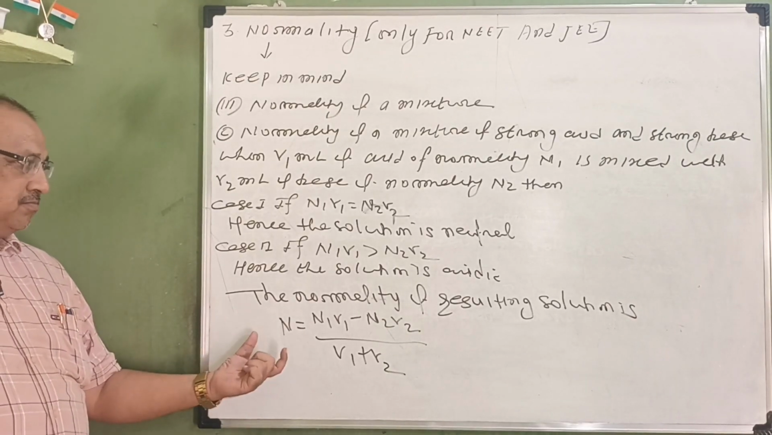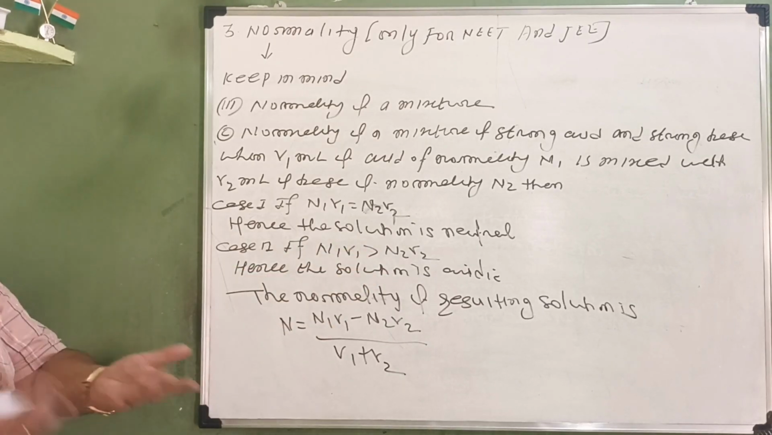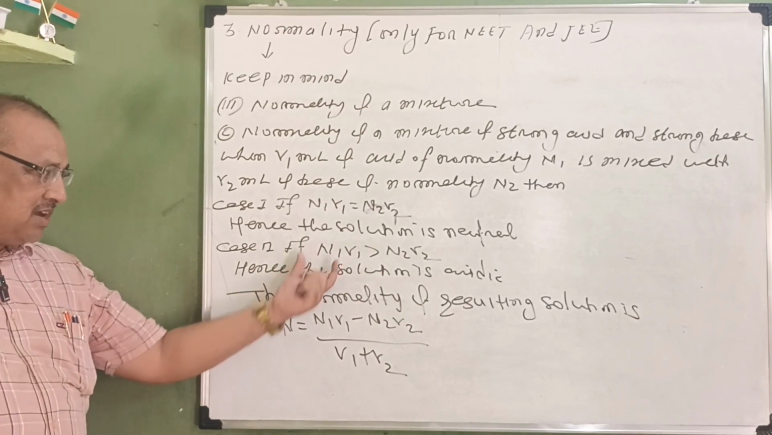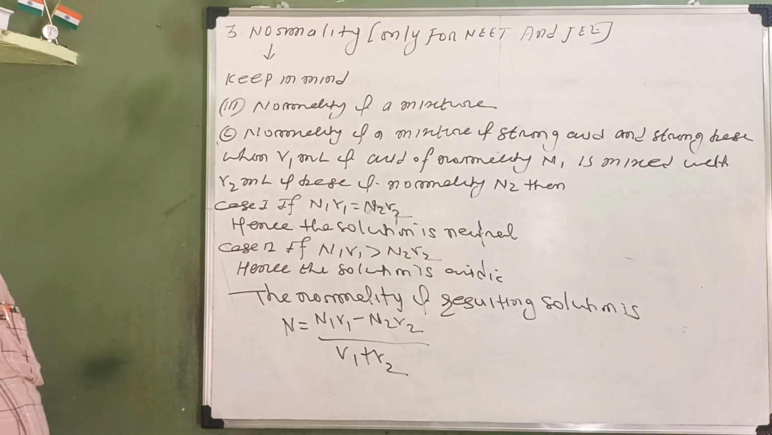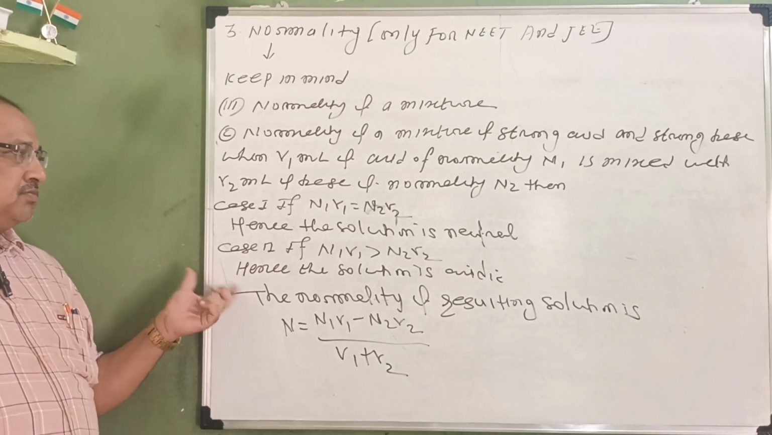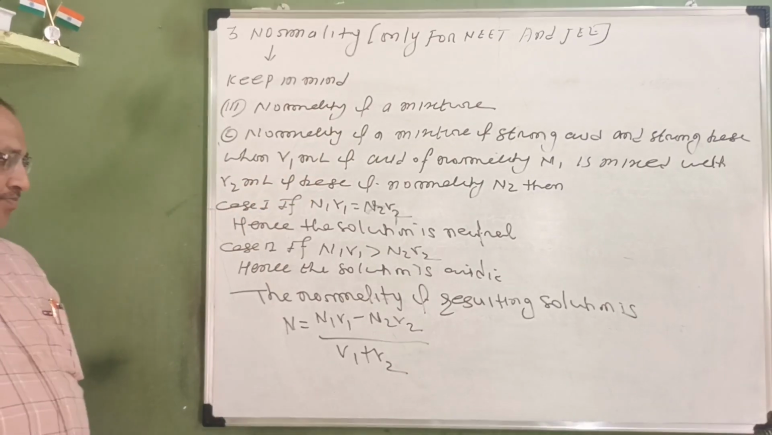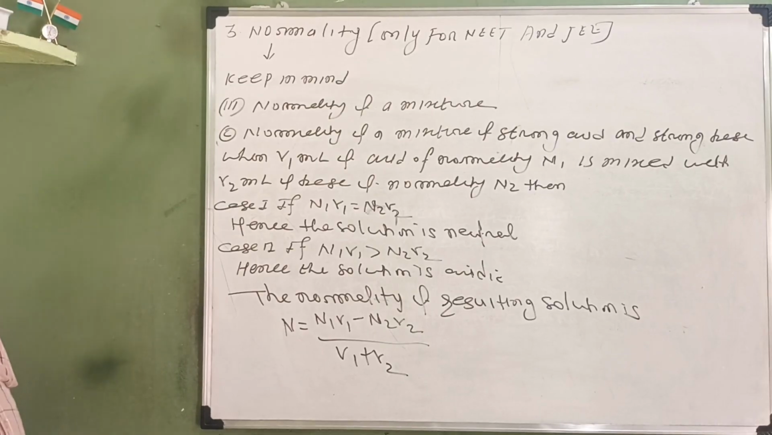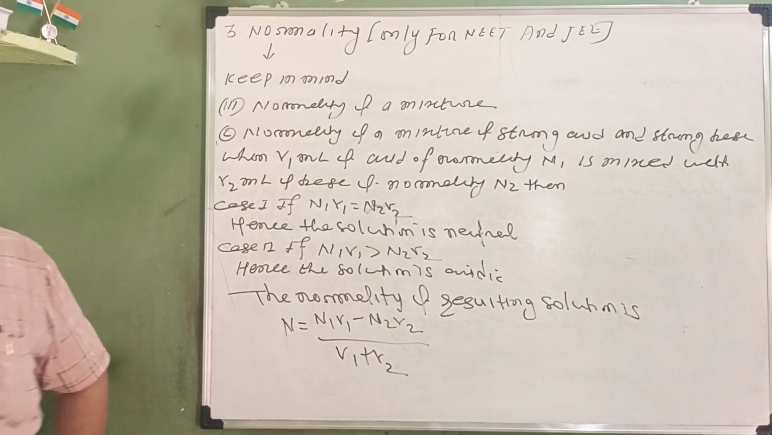But here N1 V1 is greater than N2 V2. That means N1 V1 minus N2 V2. But again, though H plus ion cancel the OH minus ion, there is addition of two solutions. Therefore, you can use V1 plus V2 in the denominator.